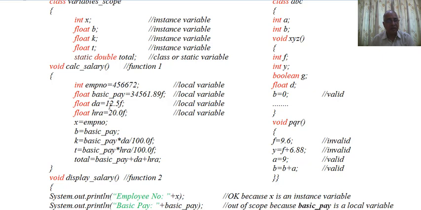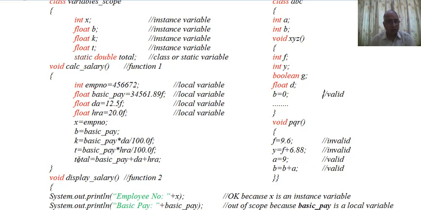The DA percentage is given here, 12.5. So 12.5 upon 100 is the value to be multiplied by basic pay to get the value of the dearness allowance in k. Now k happens to be an instance variable. t is equal to basic pay into HRA. Again HRA is calculated and transferred to t. t again is an instance variable.